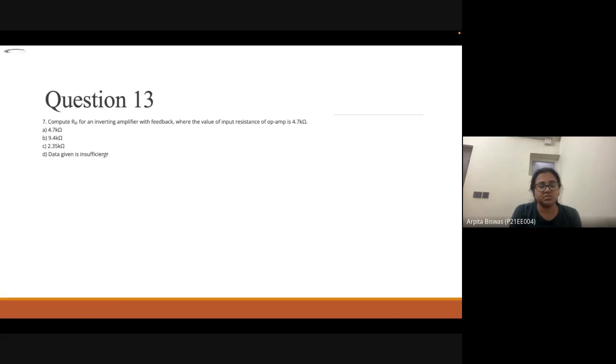So next move towards the question number 13. Compute the RIF for an inverting amplifier with feedback, where the value of input resistance of the op-amp is 4.7 kilo ohm. So the first option is 4.7 kilo ohm, the second option is 9.4 kilo ohm, third option is 2.35 kilo ohm, and the last option is data given is not sufficient. So what is the right answer?